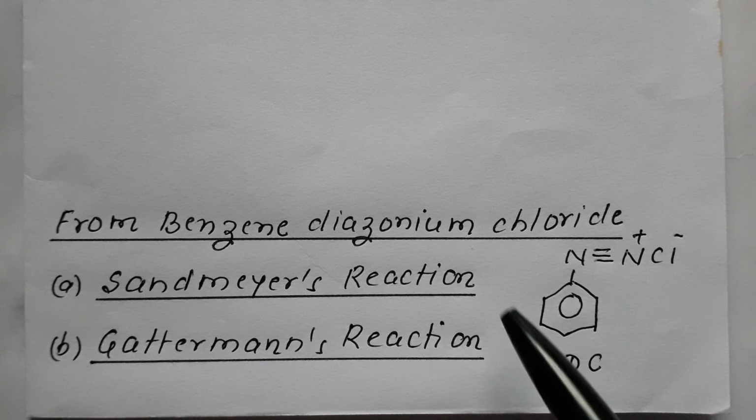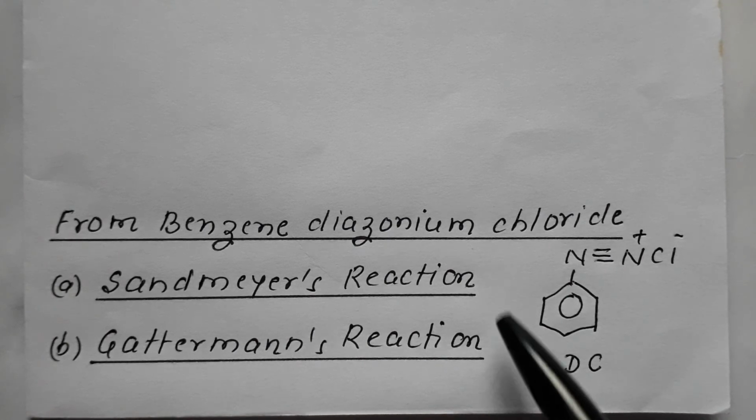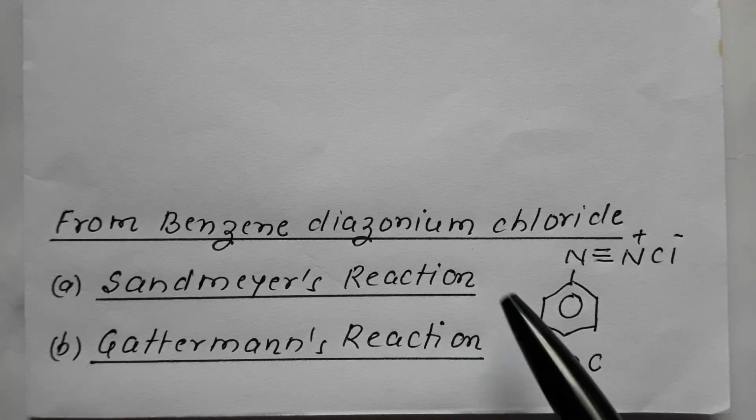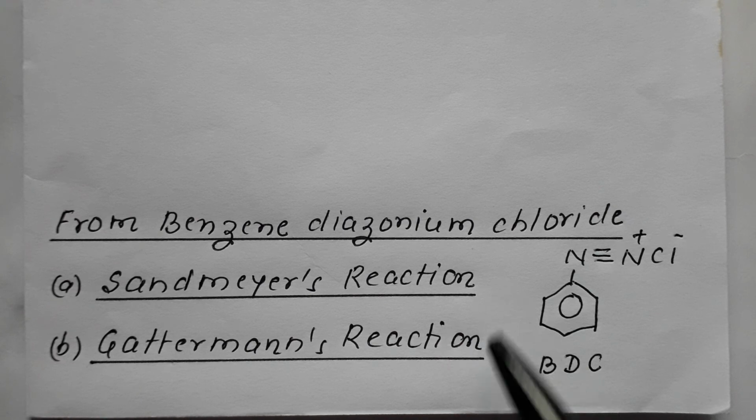But remember, through these two methods, Sandmeyer's and Gattermann's reaction, we can only produce chlorobenzene, bromobenzene, iodobenzene, but we cannot prepare fluorobenzene. Fluorobenzene cannot be prepared by either of the two methods, neither Sandmeyer's nor Gattermann's. Then how can fluorobenzene be prepared? Fluorobenzene can be prepared using a very important reaction called Balz-Schiemann reaction.